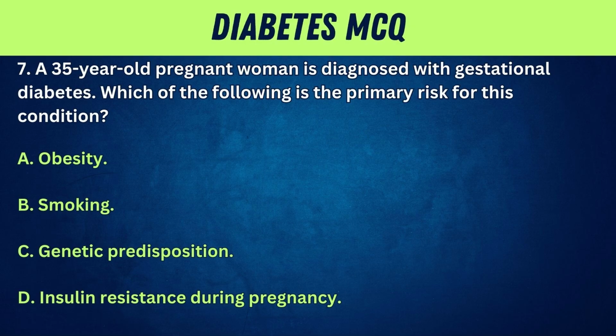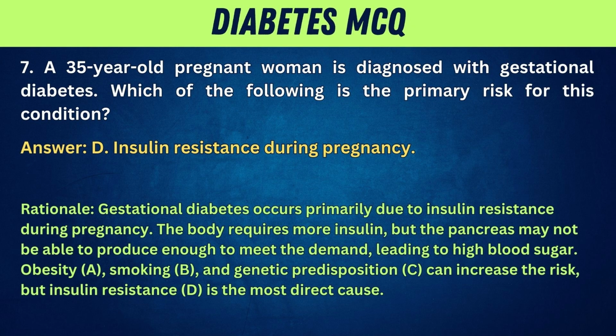7. A 35-year-old pregnant woman is diagnosed with gestational diabetes. Which of the following is the primary risk for this condition? A. Obesity. B. Smoking. C. Genetic predisposition. D. Insulin resistance during pregnancy. Answer: D. Insulin resistance during pregnancy.